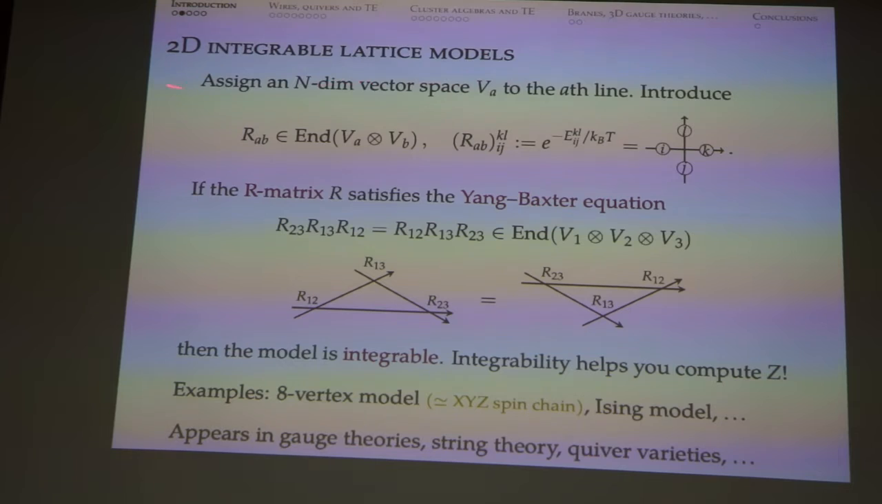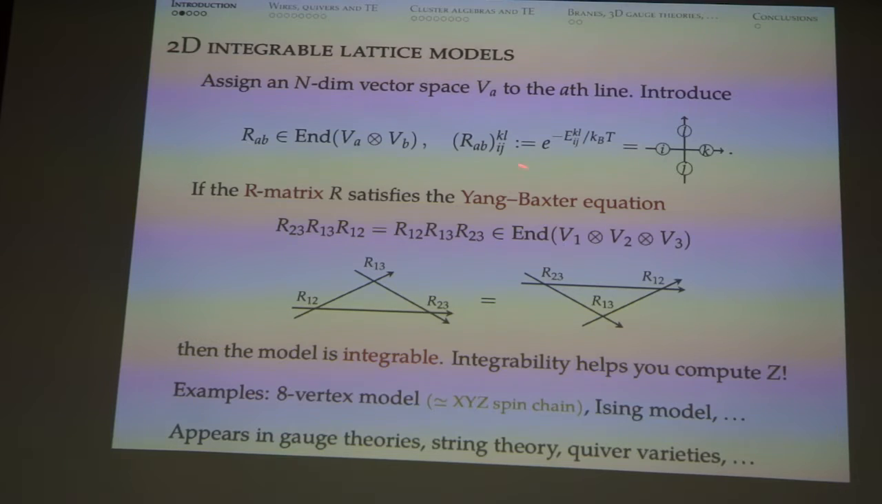Two-dimensional integrable lattice models, what do I mean by that? In order to explain this, let's introduce an n-dimensional vector space V_a to the a-th line. The lattice has some lines, and to each line I introduce an n-dimensional vector space. And I introduce an operator R_ab, which I call the R matrix, to the crossing of two lines, line a and line b. It's an endomorphism of V_a tensor V_b.